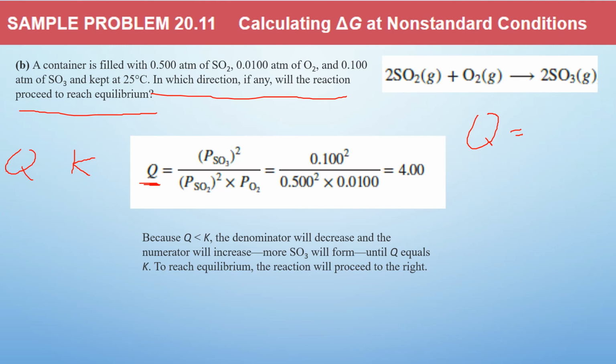Also remember that the exponent is the coefficient; don't forget about that. So you have Q equal to 4 here, but this Q is way less than K. The K we calculated earlier is a very large number, so Q is much smaller than K. So we say the reaction will proceed to the right. It will be spontaneous to the right.